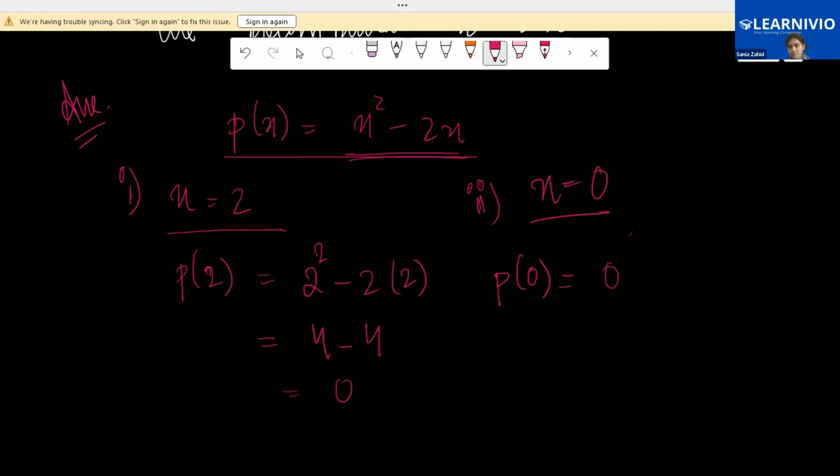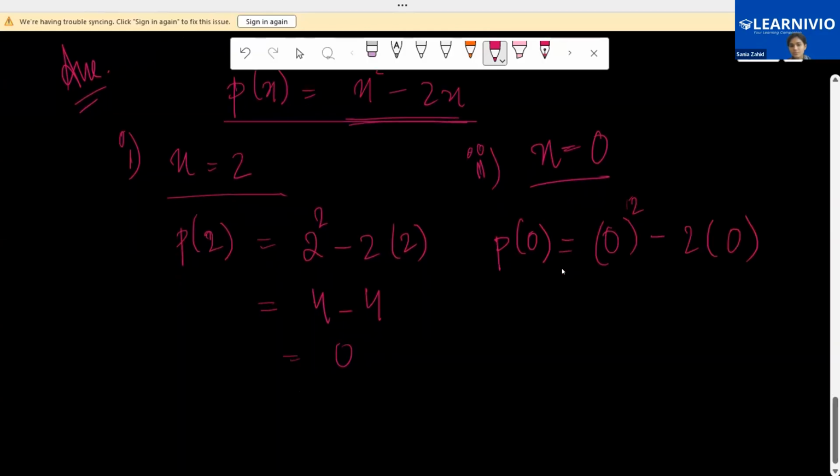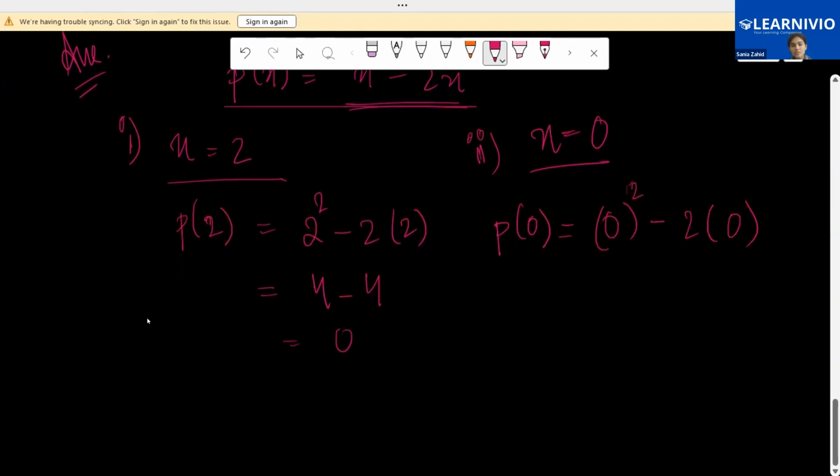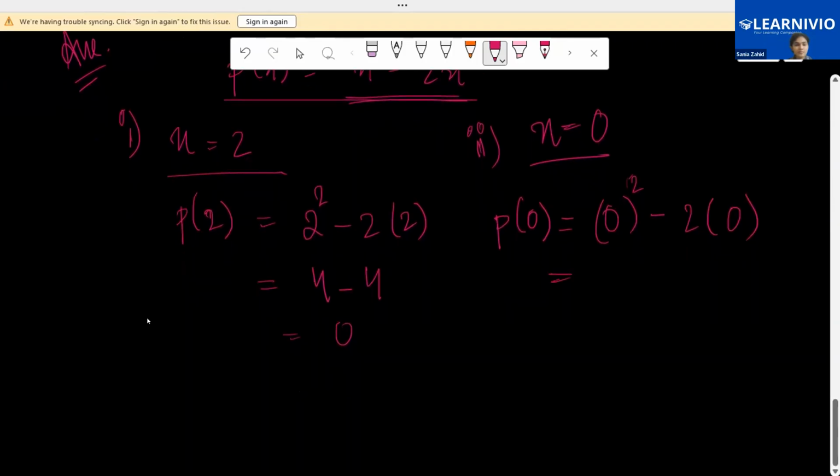Okay, so then 0 minus... No, that's not 0. 0 squared, minus 2x. So minus 2 into 0 is 0. Everywhere you just replace x. Now 0 squared is 0, because minus 2 into 0 is also 0. So what is your answer? 2 into 0 is 0.